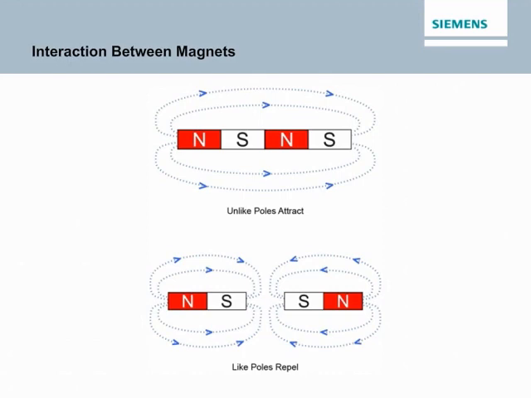When two magnets are brought together, the magnetic fields around the magnets cause some form of interaction. As the accompanying graphic shows, when two unlike poles are brought together, the magnets attract each other. When two like poles are brought together, the magnets repel each other.